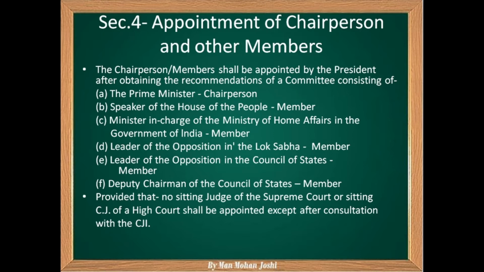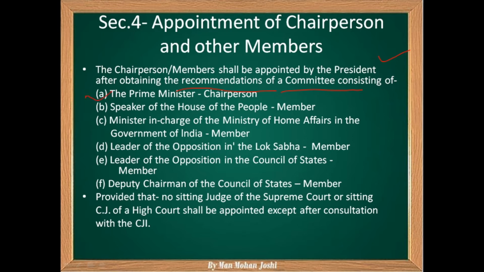Come to the next point, the appointment of chairperson and other members. Section 4 of the Protection of Human Rights Act 1993 provides for the appointment of chairpersons. This section says that chairpersons and members shall be appointed by the President. The President of India is going to appoint them after the recommendation of the Recommendation Committee. The Recommendation Committee shall consist of one chairperson and 5 members.